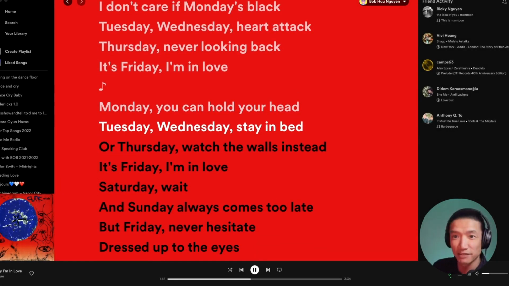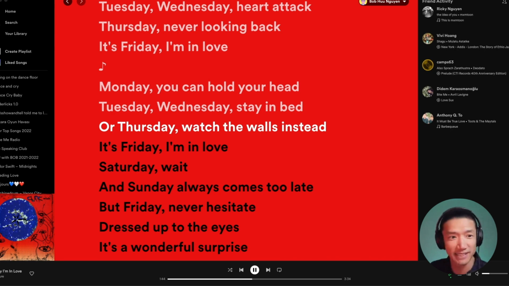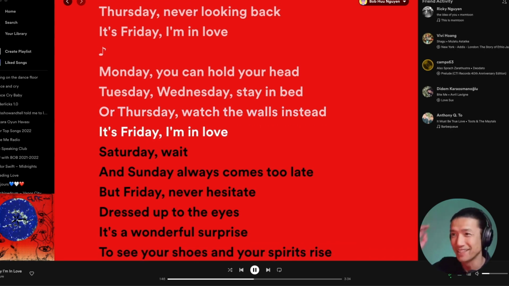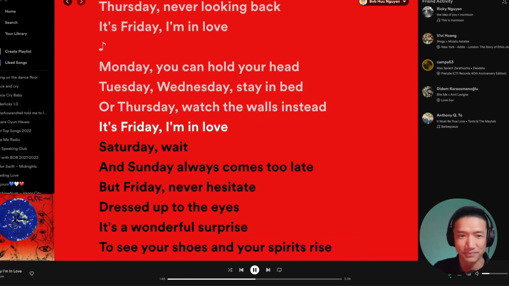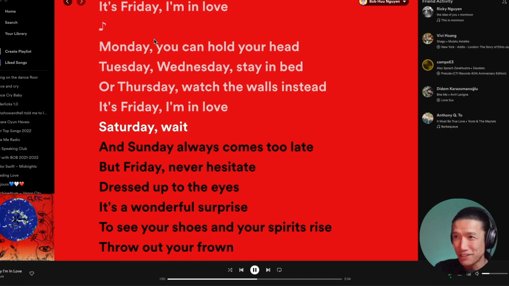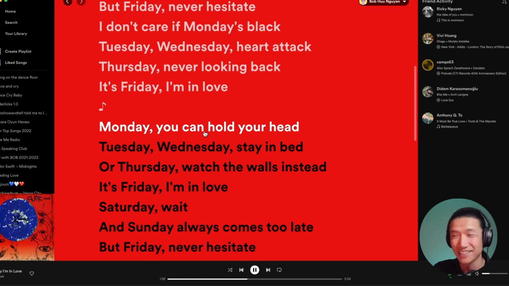All right, we just learned something new today. Welcome to class. It's Red. This is Spotify. You can do what you can do on Language Learner. Look at this. You can click on the lyric.